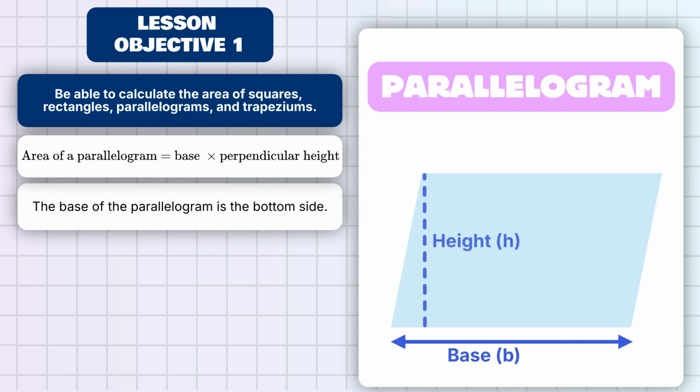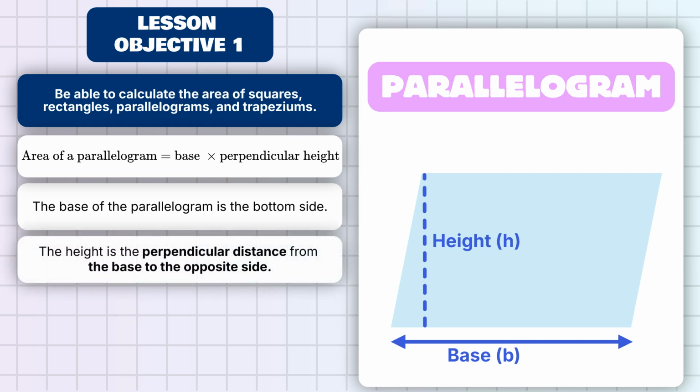Secondly, determine the perpendicular height, h. The perpendicular height is the perpendicular distance from the base to the opposite side, not the length of the slanted sides. We can find it by imagining a line coming straight down from the top of the parallelogram at a 90-degree angle to the base. And that's everything there is to it. Area equals B times h, or base times perpendicular height.